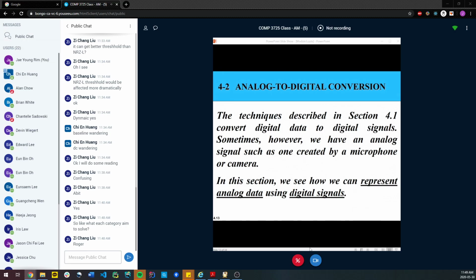So the question is this: how do you think we can represent analog data using digital signals? How do you think we can actually do that? Who has converted analog music to some MP3 format, some digital format? Has anybody done that?